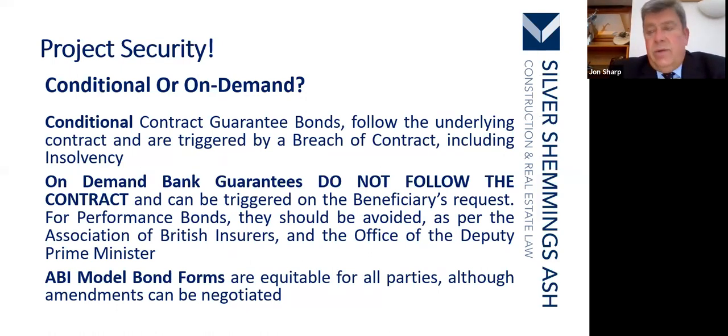The best thing to do is have a conditional one. If you are breaching the terms of the contract, they're triggered by that breach of contract. Okay. ABI model bond forms are equitable for all parties, although amendments can be negotiated. Again, you can negotiate what you want into the contract, but once you've agreed it, make sure those terms are finite and definite.